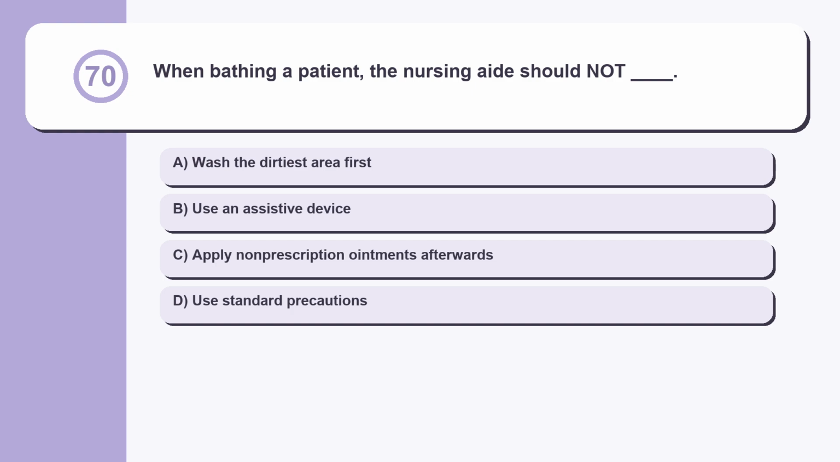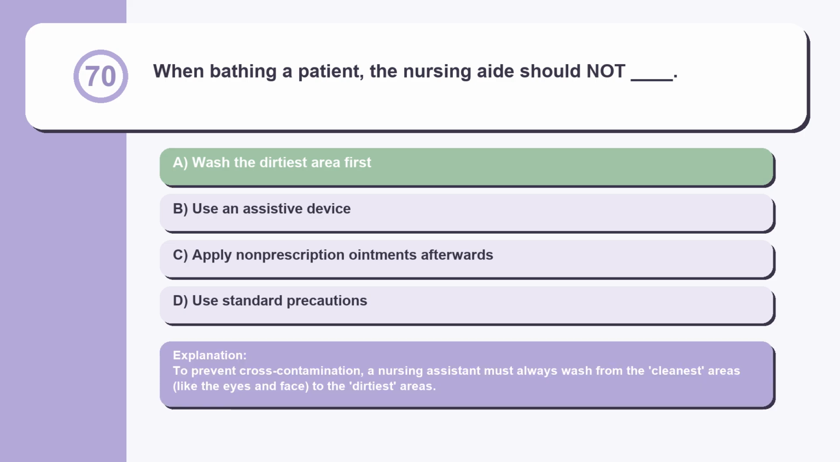Question 70. When bathing a patient, the nursing aide should not wash the dirtiest area first. Use an assistive device. Apply non-prescription ointments afterwards. Use standard precautions. To prevent cross-contamination, a nursing assistant must always wash from the cleanest areas, like the eyes and face, to the dirtiest areas.